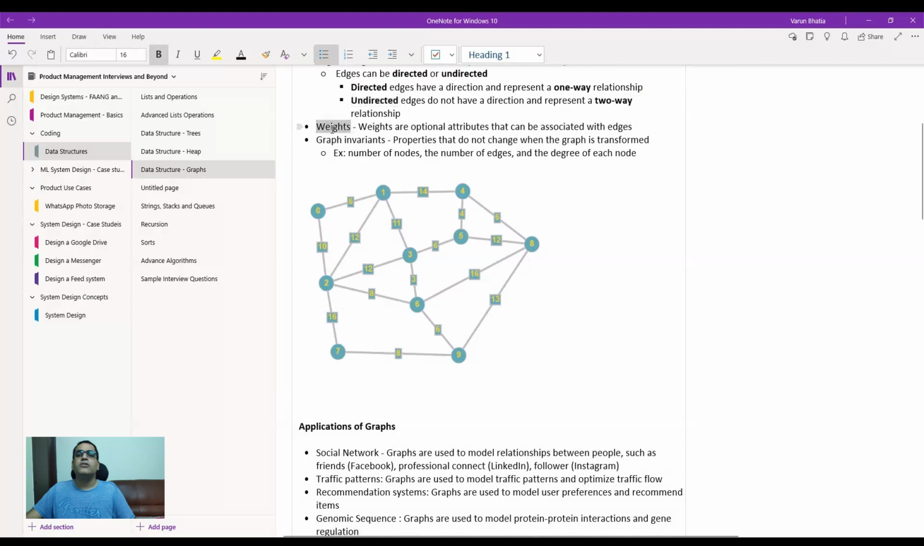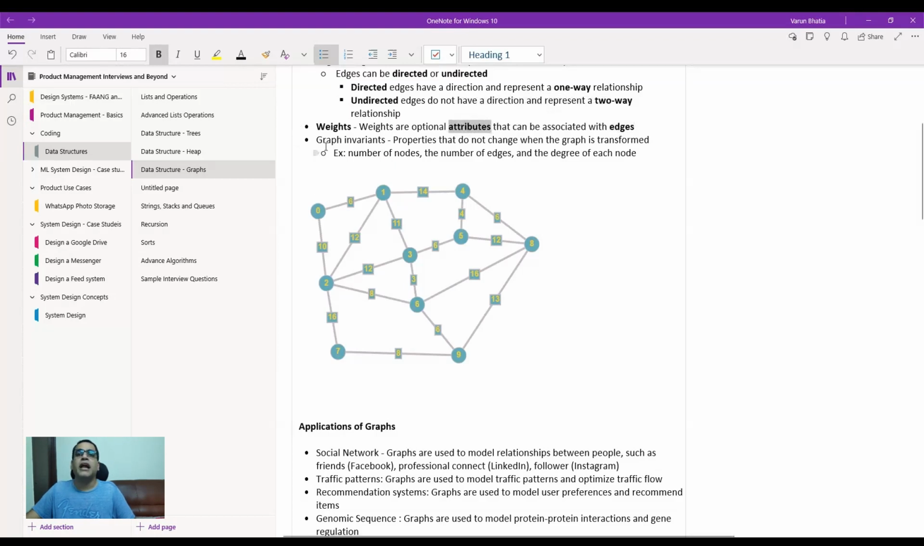Then there are also the weights. Weights are basically optional attributes that you can associate with the edge, right? So in certain relationship types, when you're defining nodes and connecting them with edges, you might want to give special preference to certain edges.